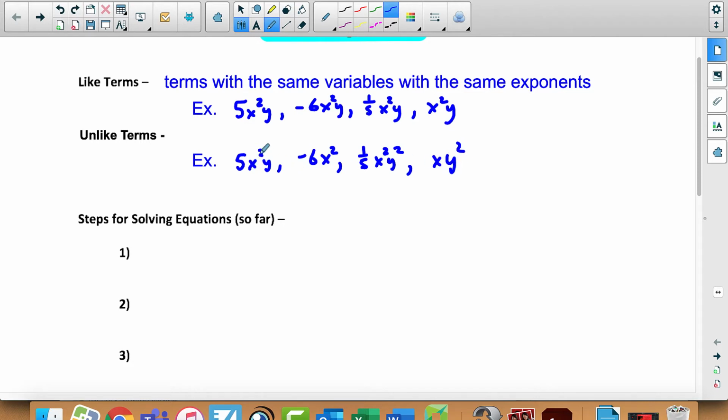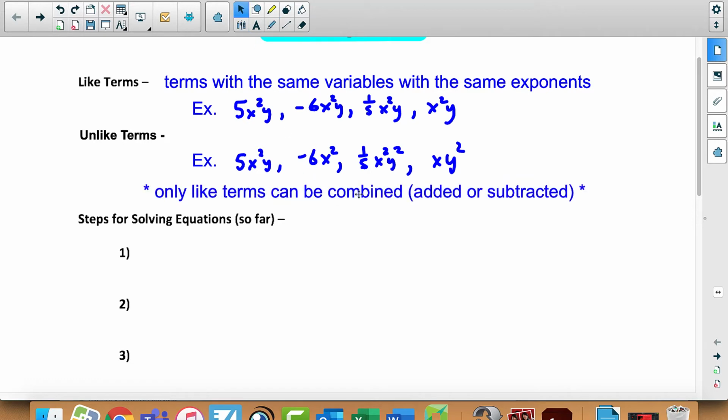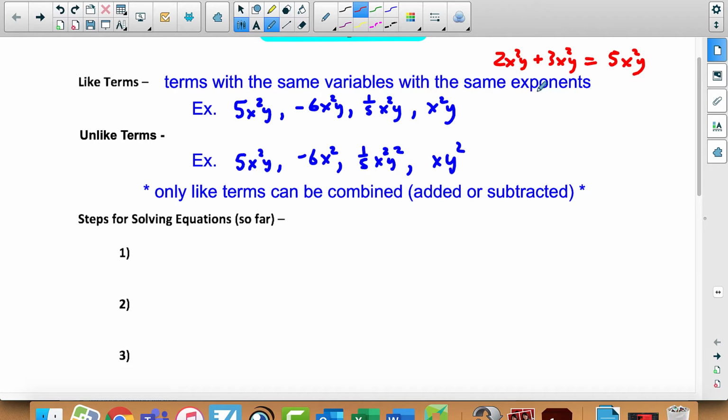No, this x has a 2 and this x has a 1, and this y has a 1 and this y has a 2. Everything has to be the same in order to be like terms. And the important thing to remember from before is only like terms can be added or subtracted. So for example, if we were adding together 2x squared y plus 3x squared y, they're like terms, so you can add them together. If you have 2 of this and 3 more of this, you now have 5 of this. It stays exactly the same, x squared y, right? So it has to be the same, and it stays the same.